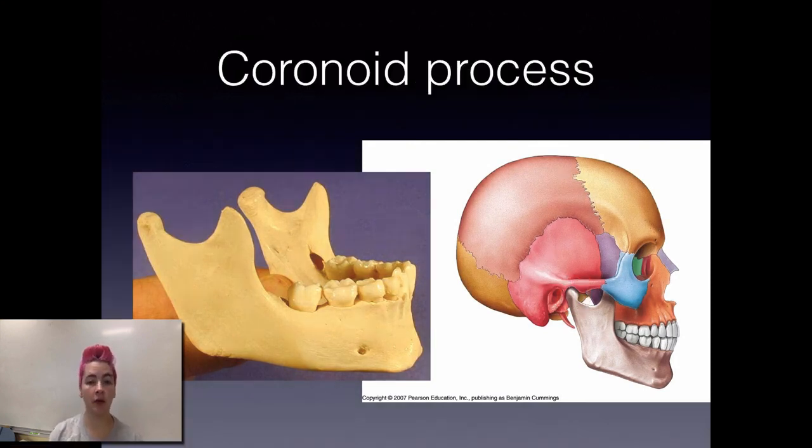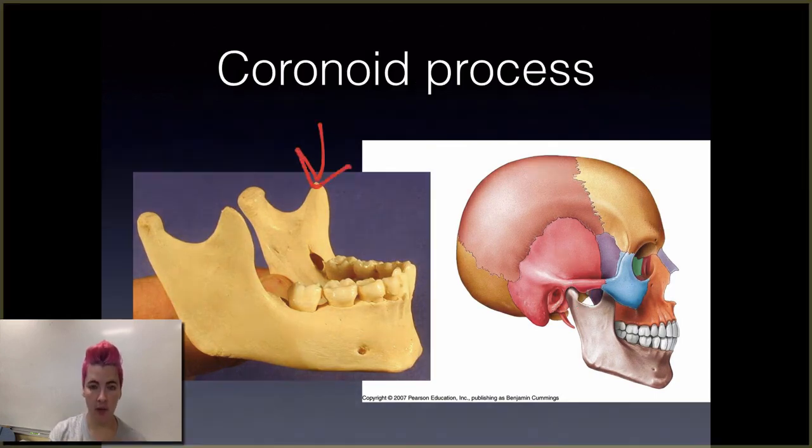Then we have the coronoid process. This is where muscles attach to the jawbone. The coronoid process is there. On this picture, it's right there.